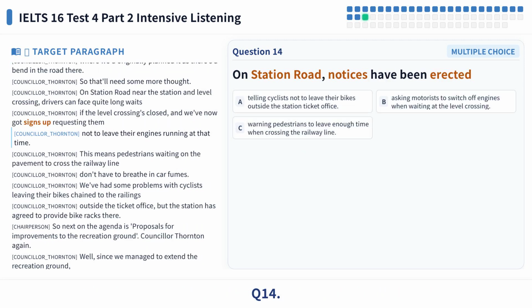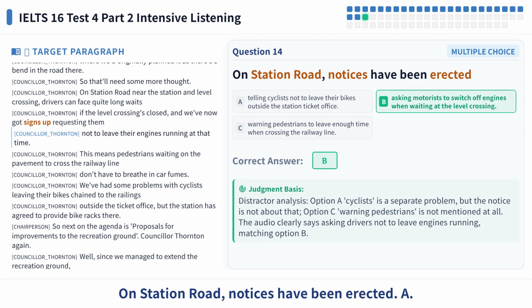Q14. On Station Road, notices have been erected. A. To remind cyclists not to leave their bikes. B. To ask drivers not to leave their engines running. C. To warn pedestrians to be careful. Please pause the video and try it yourself.